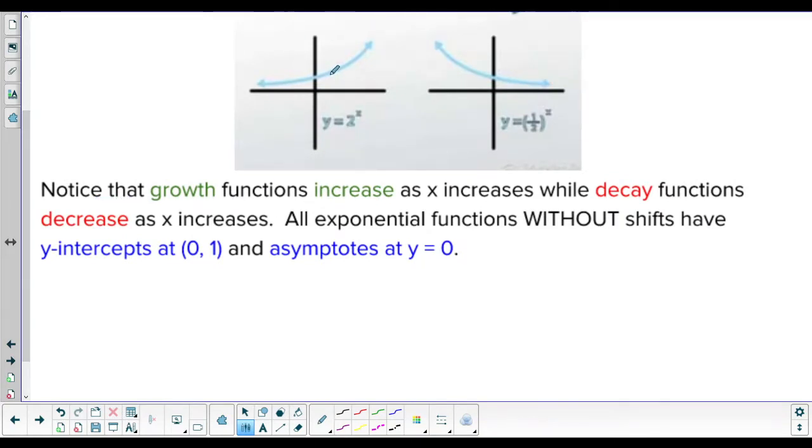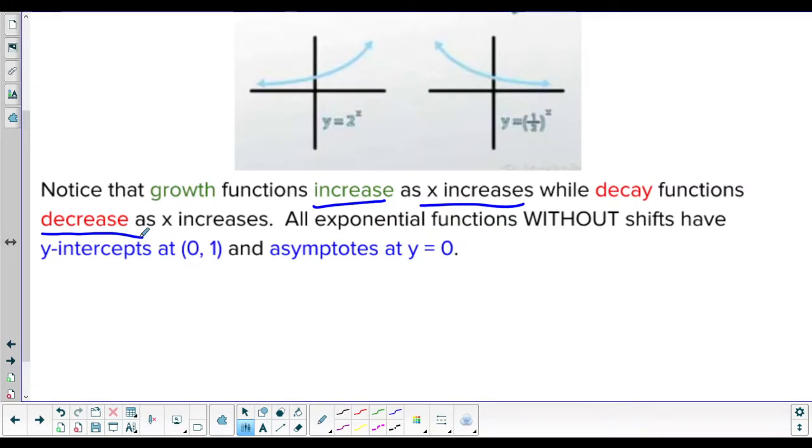So our growth graph is going to increase as the x increases. These are what are called monotonically increasing or decreasing, meaning they either always increase or always decrease. So the increasing, decreasing, if they ask us about that, will be very easy. And then decay functions always decrease or decay.